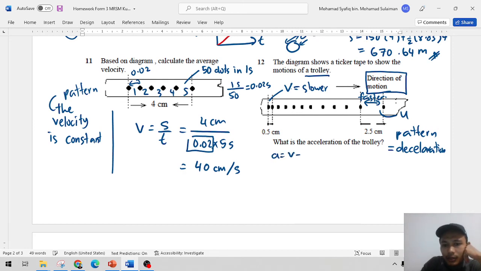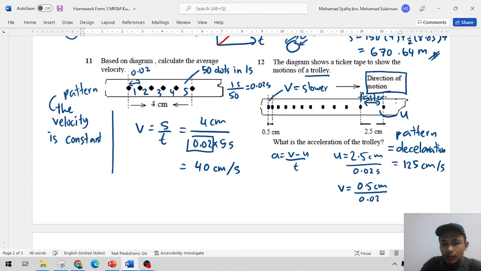Acceleration is equal to v minus u over t. So we need to first calculate u. So u here is 2.5 centimeters divided by 0.02 second. This will give us 125 centimeters per second, and v is 0.5 centimeter divided by 0.02 second. This will give us 25 centimeters per second. So it is slower. Okay, and t, how do we calculate t?